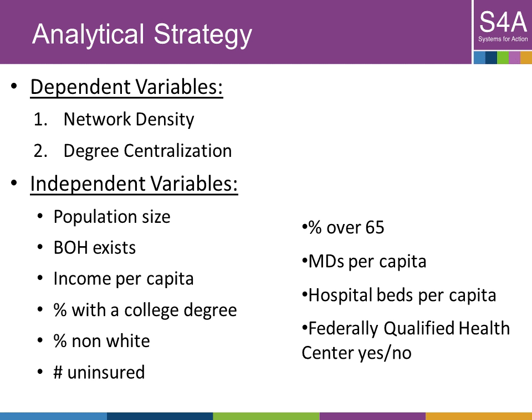So to start, we've put in population size, whether or not there's a board of health, income per capita, the portion of the population with a college degree, the portion of the population that's non-white, the number of individuals that are uninsured, the portion of the population over 65, and then just a few healthcare system availability measures. So MDs per capita, hospital beds per capita, and whether or not there's a federally qualified health center in the system.